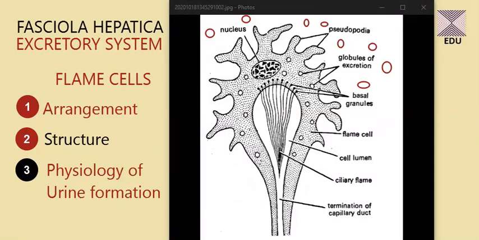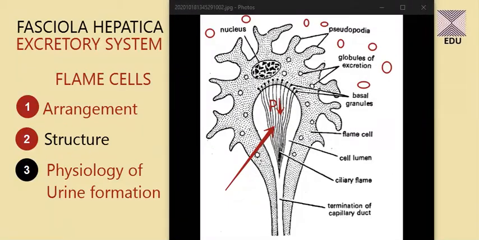Now what happens is that first of all the cilia of the flame cell move. Whenever they move here and there like a flame, the pressure inside the lumen decreases. So here I have written that the pressure decreases inside the cavity of this flame cell, or the lumen of this flame cell. Lumen is the empty space which is present inside the flame cell. So whenever the cilia move, the pressure inside this lumen decreases.